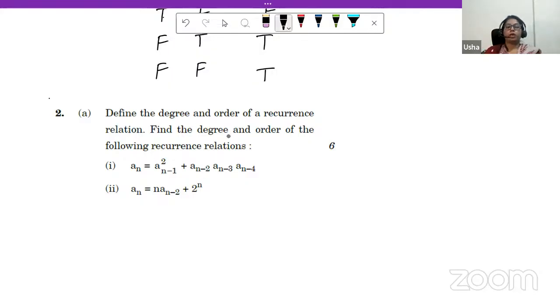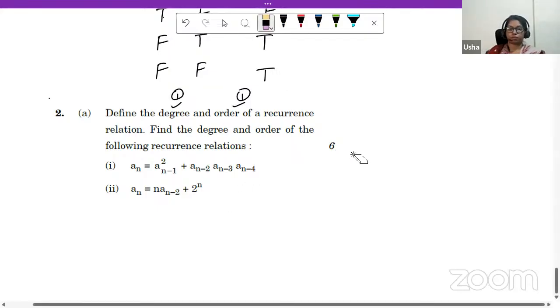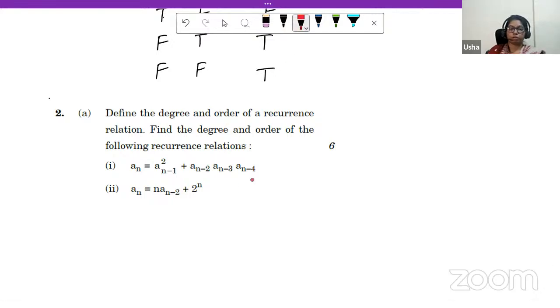Okay, Vaibhav. So here see, 6 marks. For definition of degree and order, 1 mark each. This one 1 mark, this one 1 mark. And for these two, again, 2 marks each, total 4. For degree, 1 mark, order 1 mark for each of these. Write the formal definition of this. Here, the highest is 4. Therefore, order is 4. Very simple. What is the degree for this first one? Here again, order is 2 because the highest number here is 2. Therefore, order is 2.